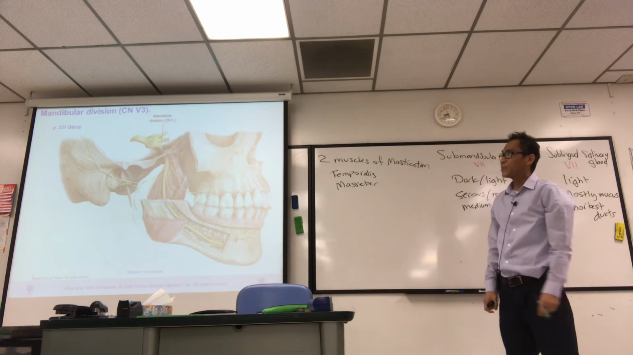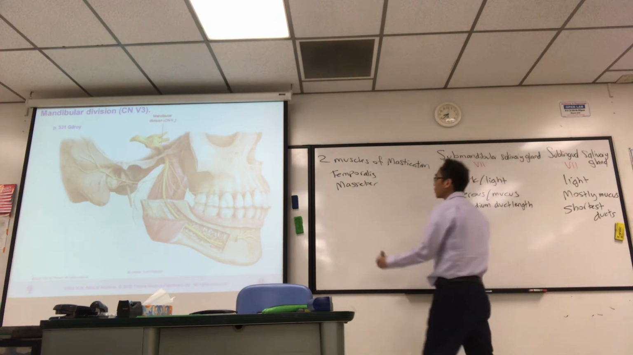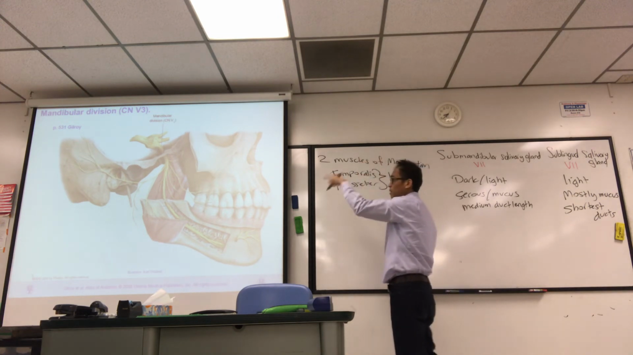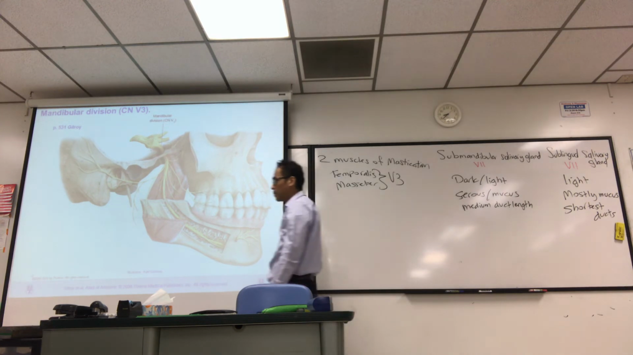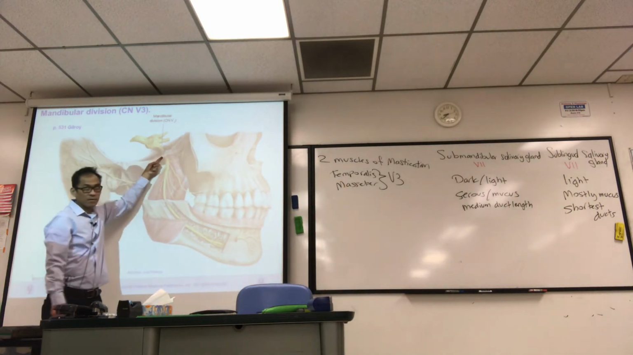It's the mandibular division of cranial nerve 5, so basically V3. V3, the name of V3 is the mandibular division. There's a nice picture of it. There's V3 right there.